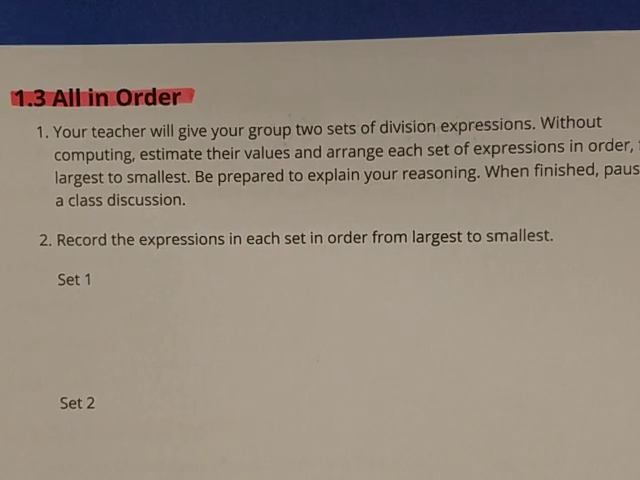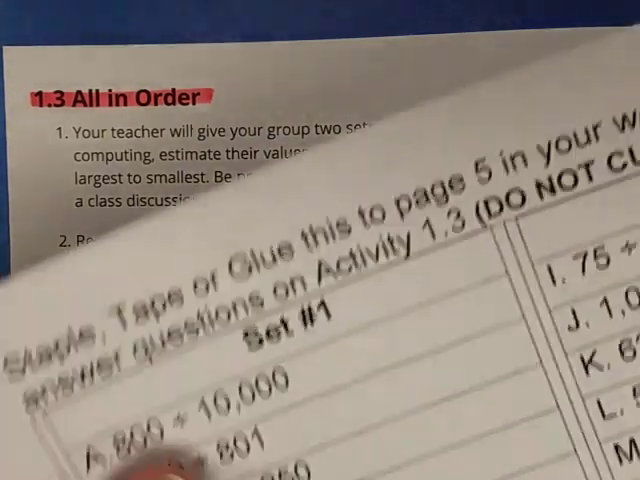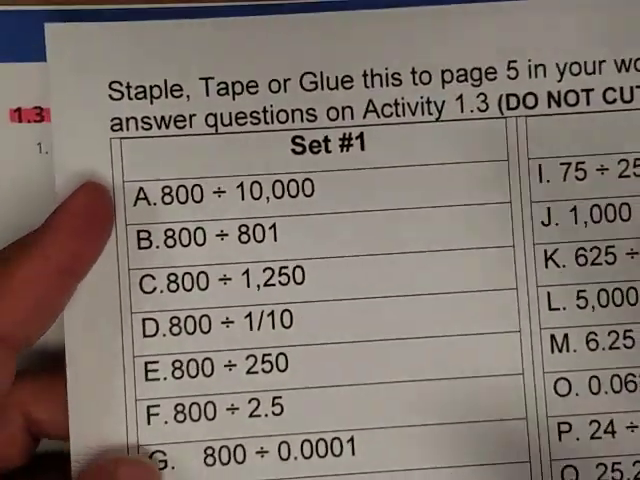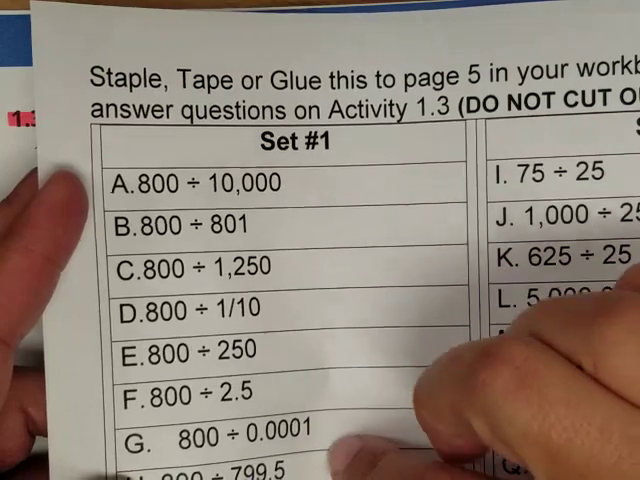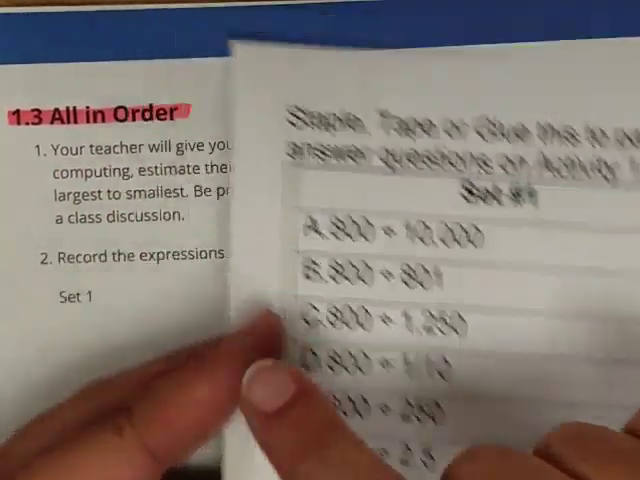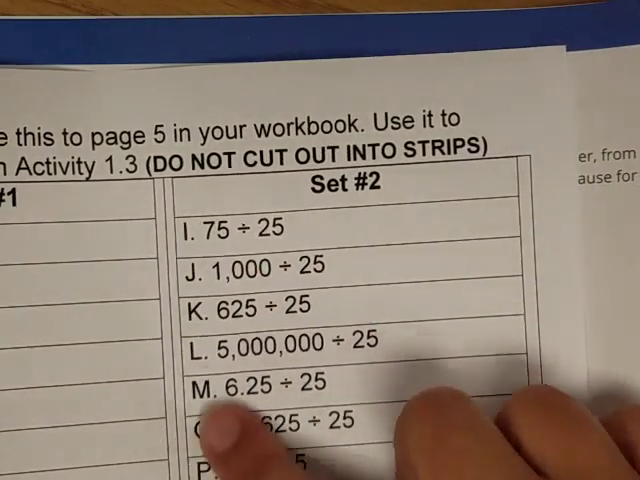So because you have your numbers on the other side, my suggestion would be maybe don't glue it yet. Maybe glue this after you're done. So what you're going to do is order these from least to greatest, or from greatest to least. And I did put letters here so that when you're writing them, you can just write them right here. And then for set 2, again, I put letters here.